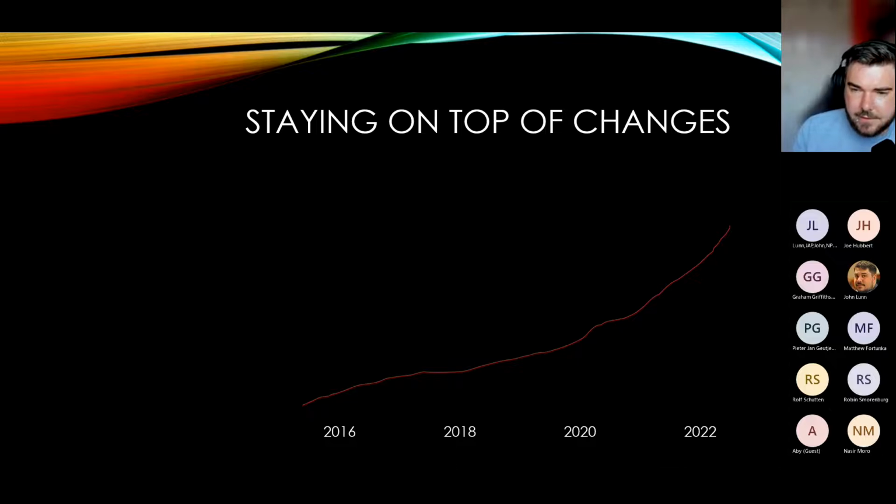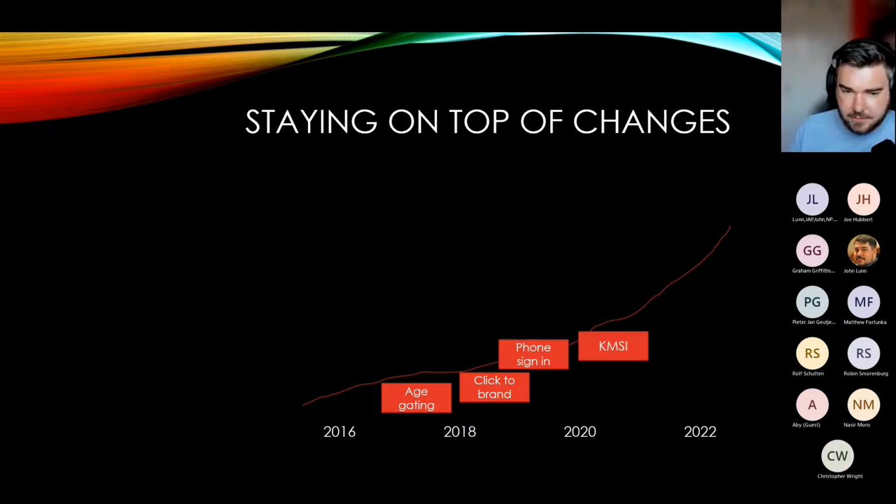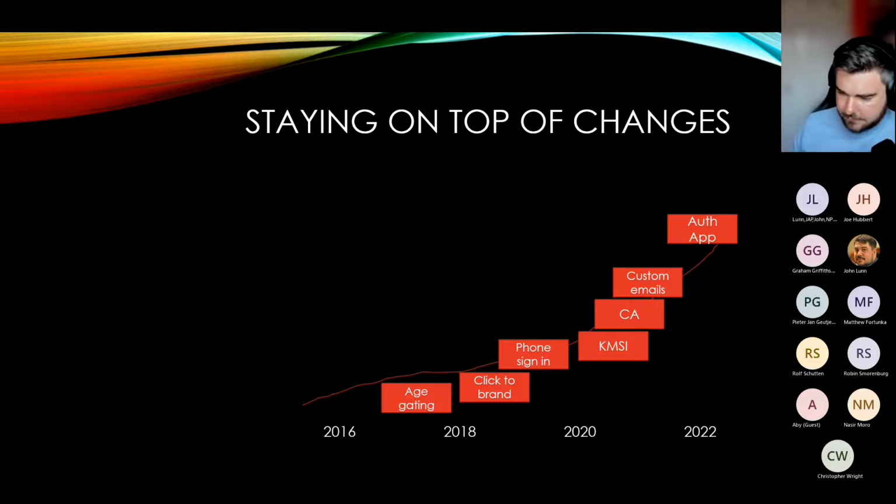The hardest thing is just staying on top of the changes. So in 2016, as I said, it launched. And changes have been rolling out very quickly. Start with age gating, branding, phone sign in, keep me signed in, conditional access, custom emails, and recently the Authenticator app as well for time-based one-time passcodes, the QR code stuff.